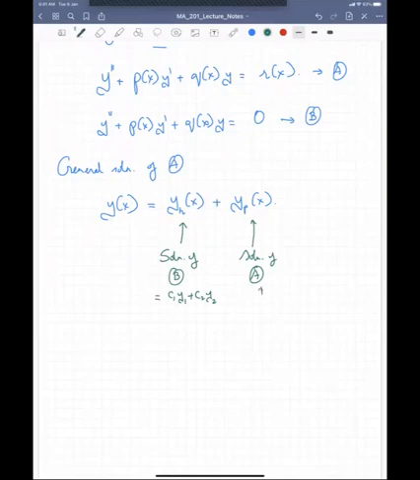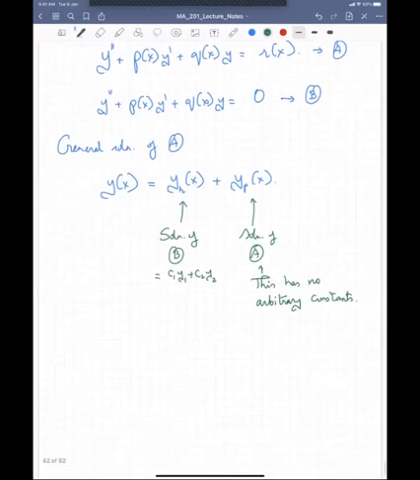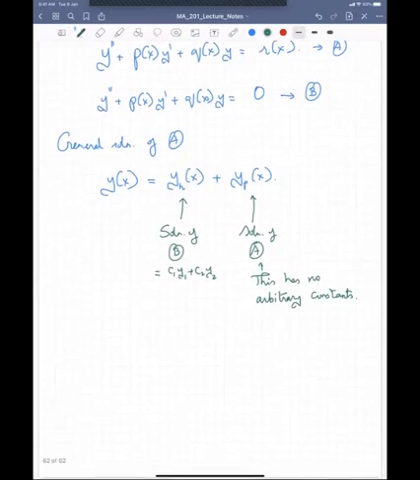So this has no undetermined arbitrary integration constants. Arbitrary constants. So it turns out that I can write a general solution of A in this particular form. Of course, this is easier said than done. I'll have to tell you how to find Yp of x, which is what we will do starting next lecture.